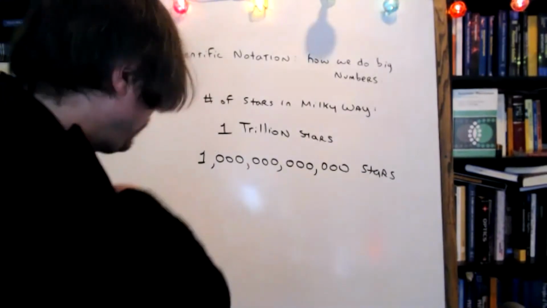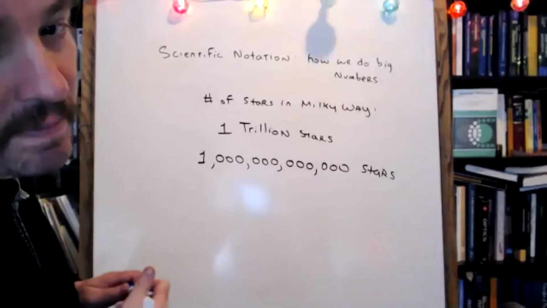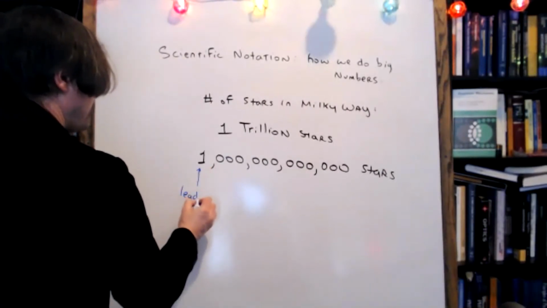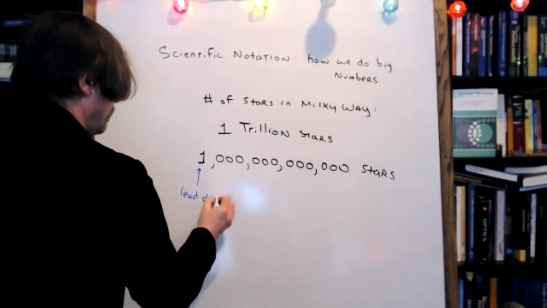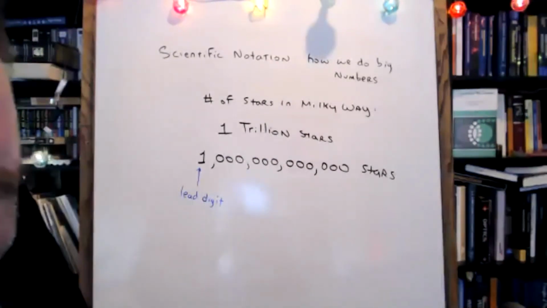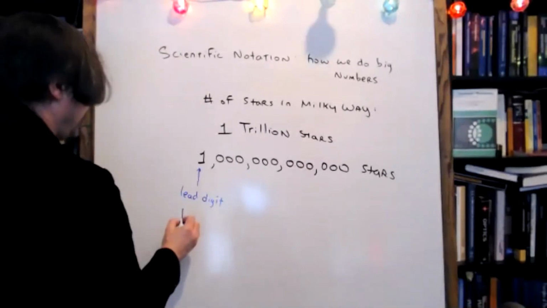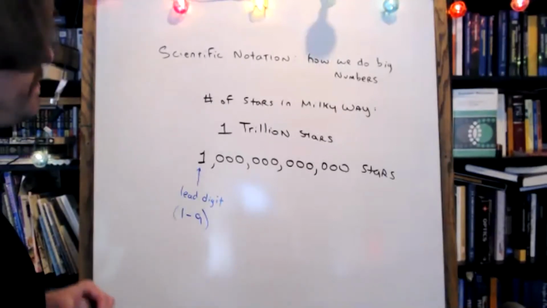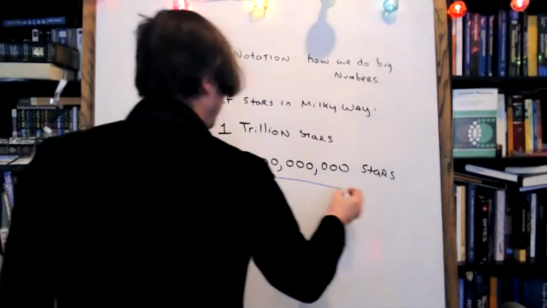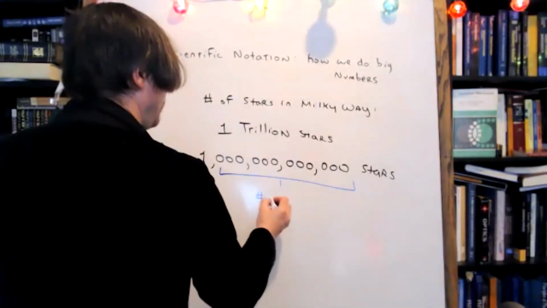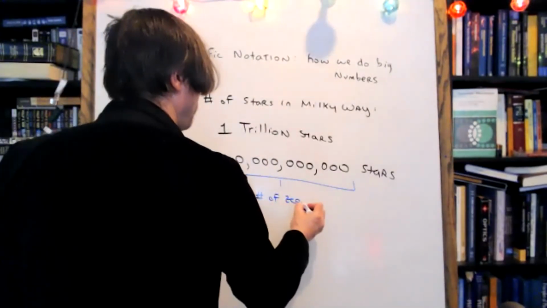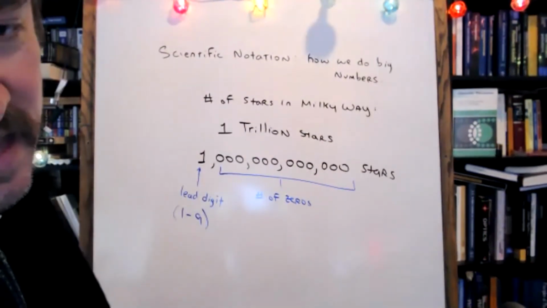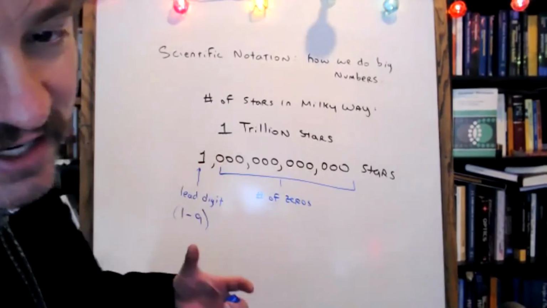That's what scientific notation is for. Let's diagram this puppy out. The 1 is what we call the lead digit. The lead digit is the first number in your number, but it has to be a number from 1 to 9. No zeros. Then we have this bit here. This is the number of zeros. It's also referred to in mathematics as the order of magnitude of your number.